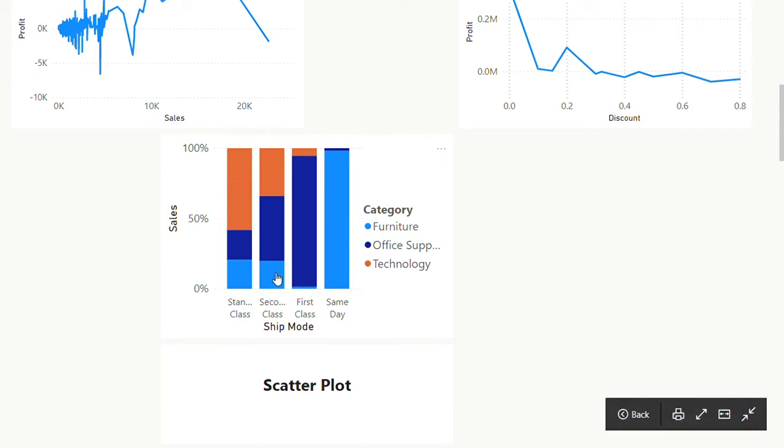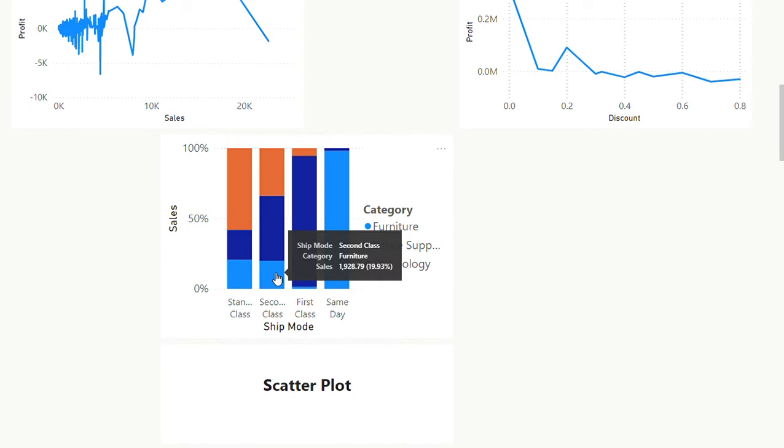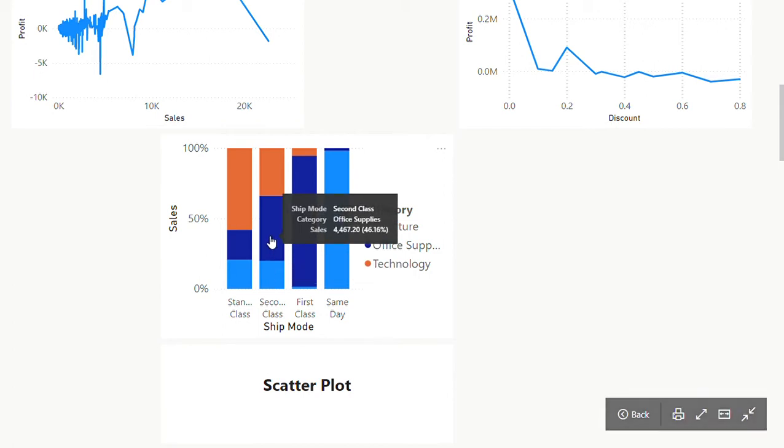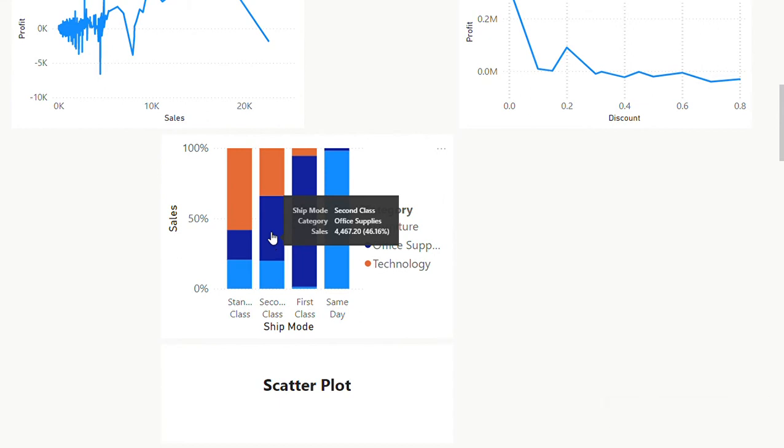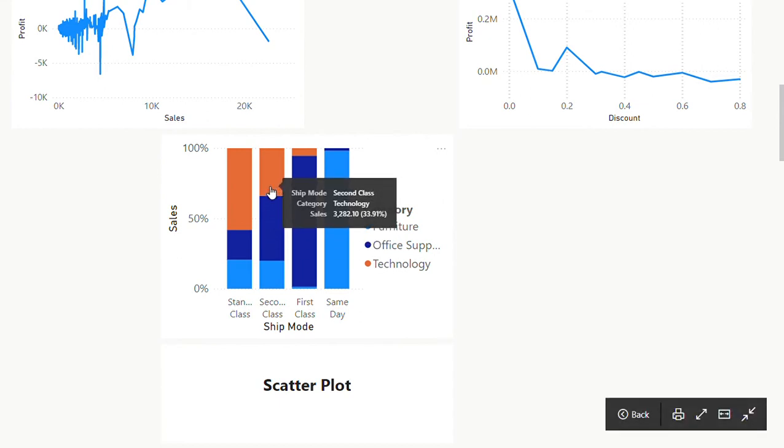Ship mode second class of category furniture got sales of 1,000. Ship mode second class, category office supplies, sales 4,000. Ship mode second class, category technology, got sales of 32,000, and first class follows. So this shows the sales of each ship mode in each category.